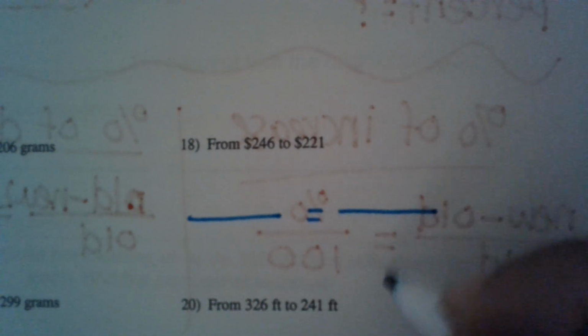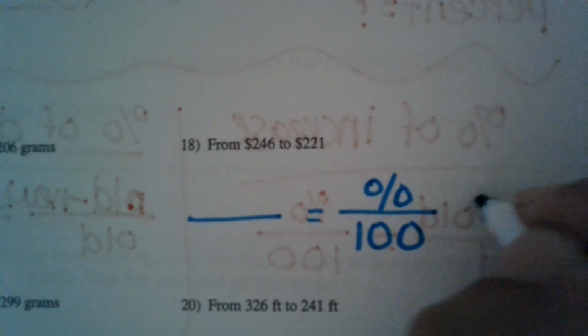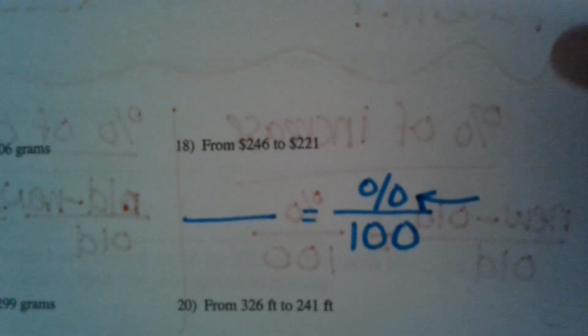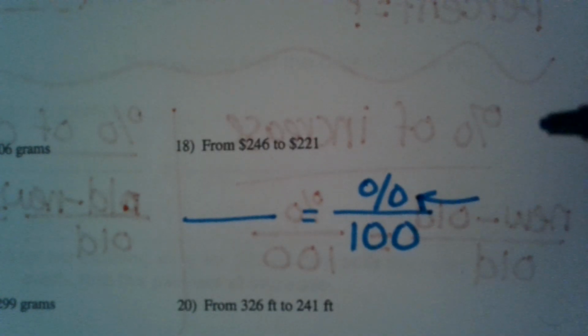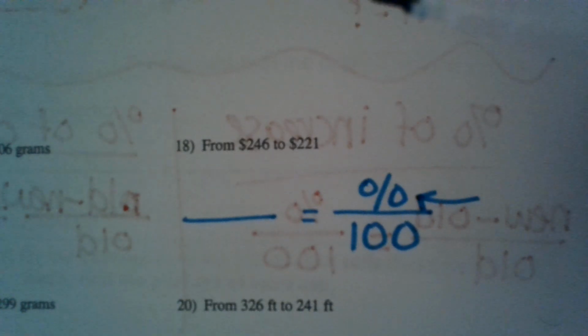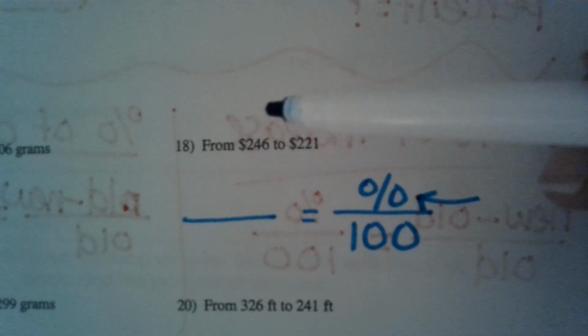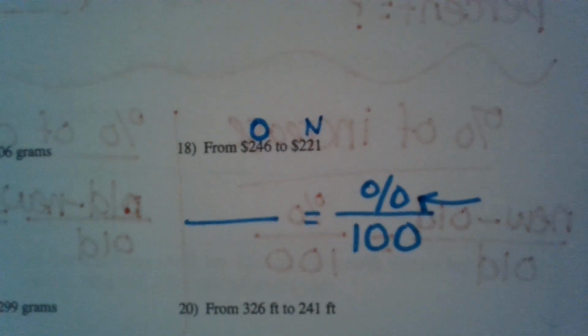Now, I know this side, again, is always going to be percent out of 100. But that's what we're looking for. We don't know it yet. Now, when they say from A to B, from X to Y, from 1 to 2, you should know the first number will have to be your original. So I'm going to label this O for my original. 221 is the new number. I went from this number to a brand new number. So I'm going to put N for new.